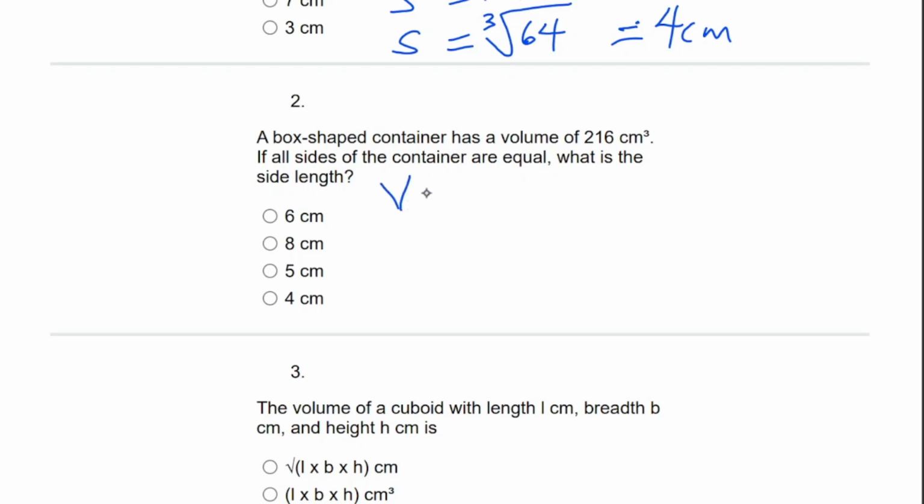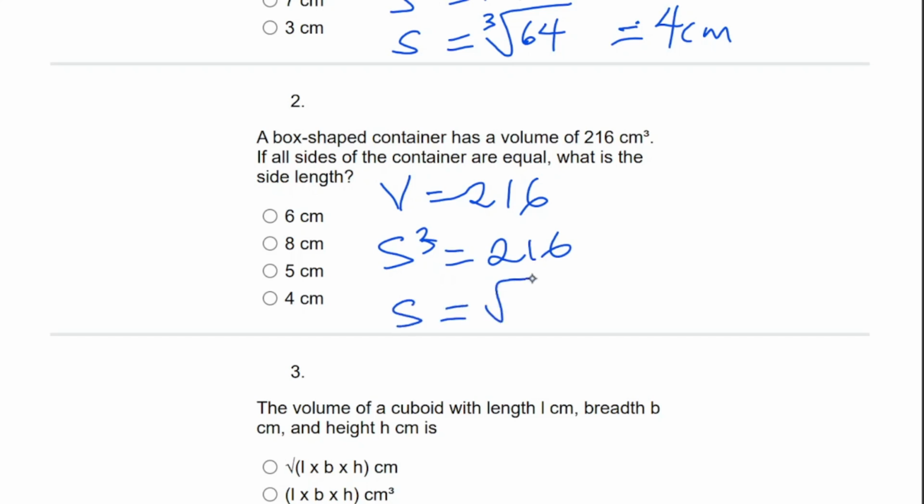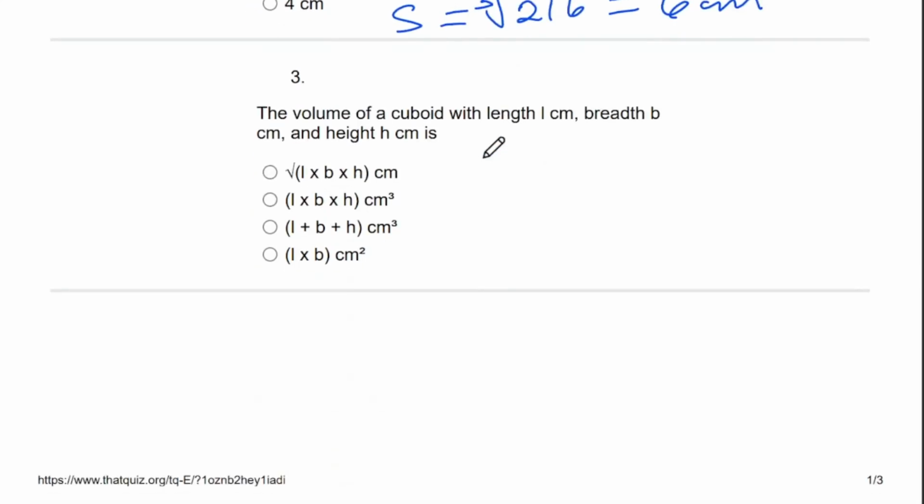The volume which is given to be 216. All right. So that means s cube is equal to 216. So the same thing will be done here. That will be s equal to the cube root of 216. And that is going to be 6. That means it's equal to 6 centimeters. That is option A. I hope this is clear. Then we go to question 3.